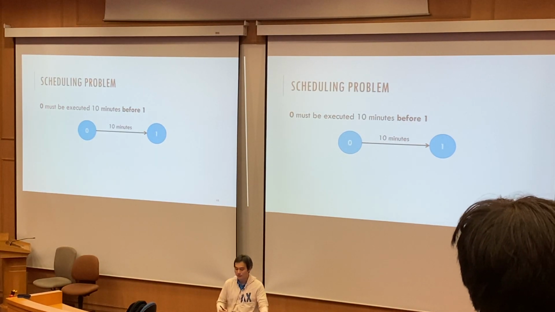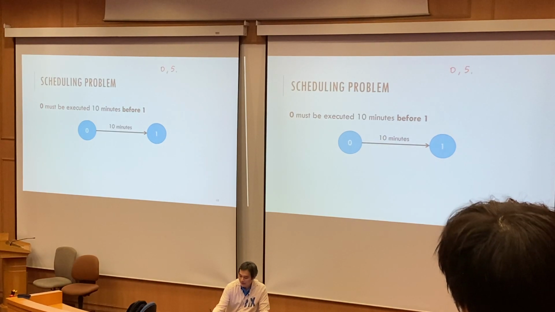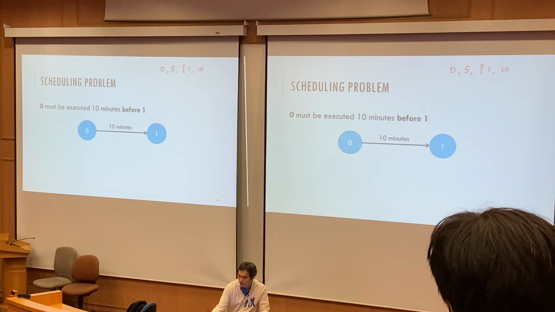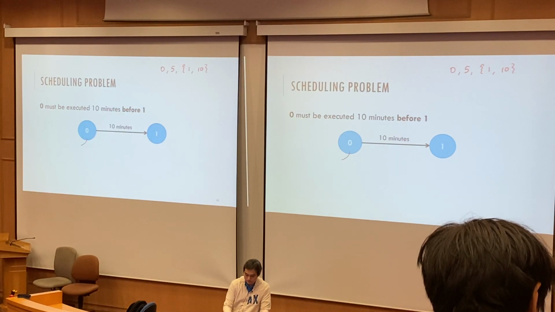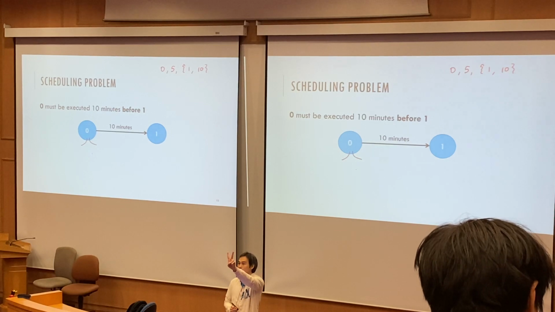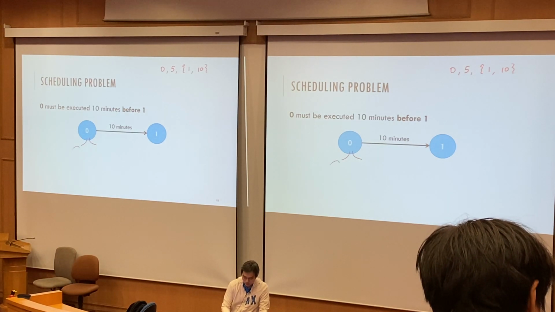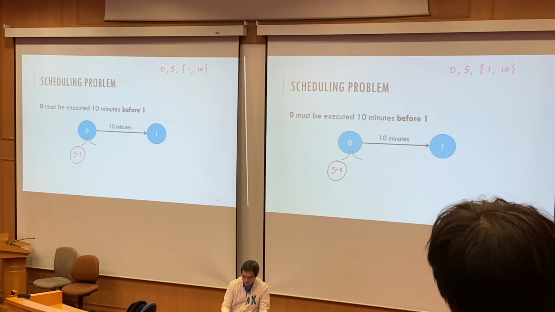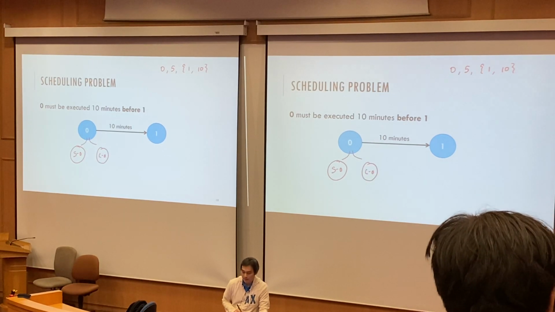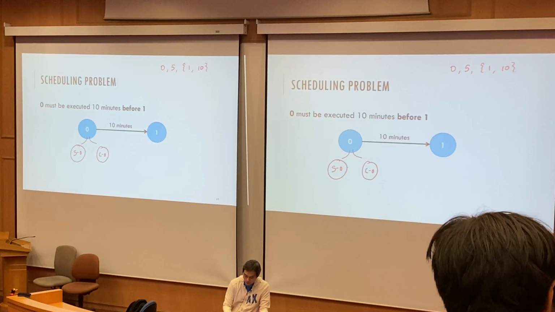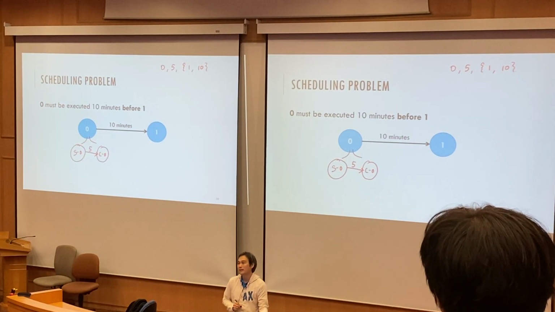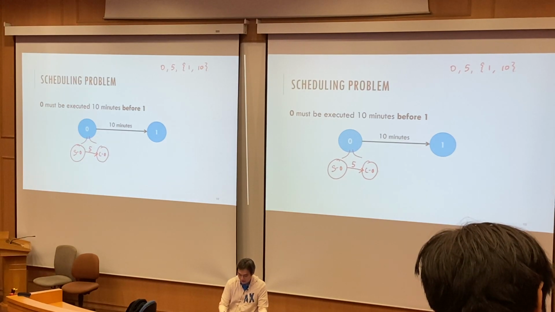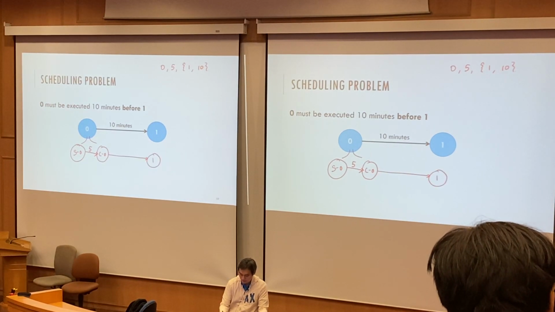Let's say job 0 takes 5 minutes to complete. So 0, 5, and then you need to execute it 10 minutes before job 1. Alright? So what I'm going to do is split up job 0 into 2 nodes. This is going to be the start of job 0, and this is going to be the completion of job 0. There's going to be one edge between them, which says this will take 5 minutes. And the completion then goes to 1. This is 10 minutes. This is my constraint.